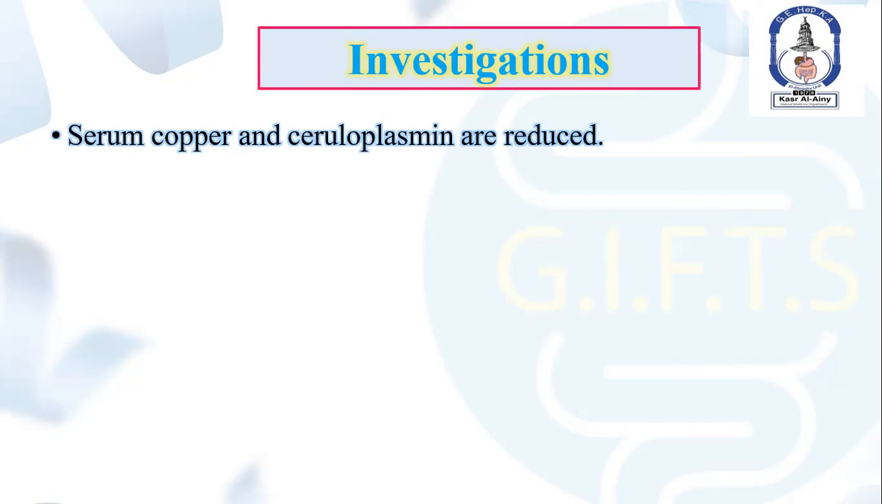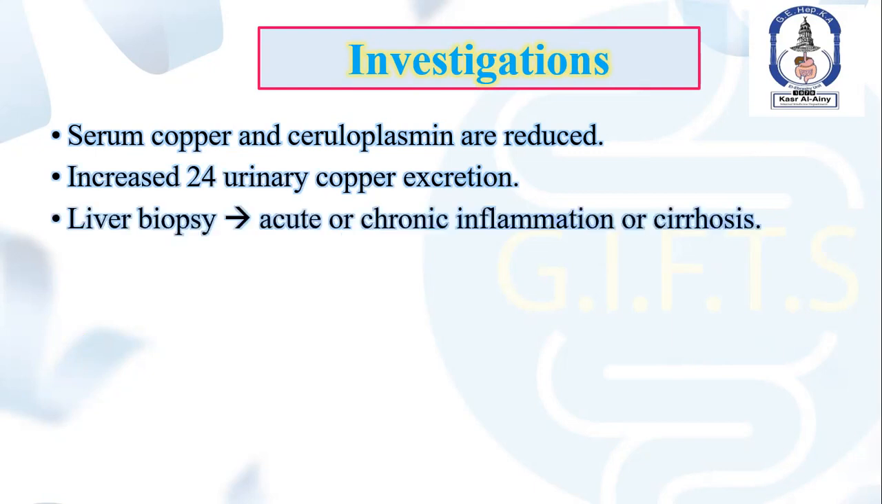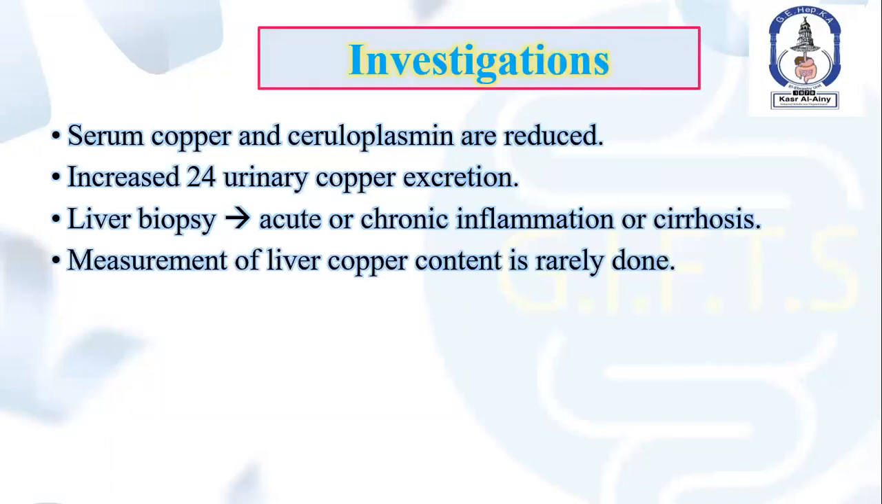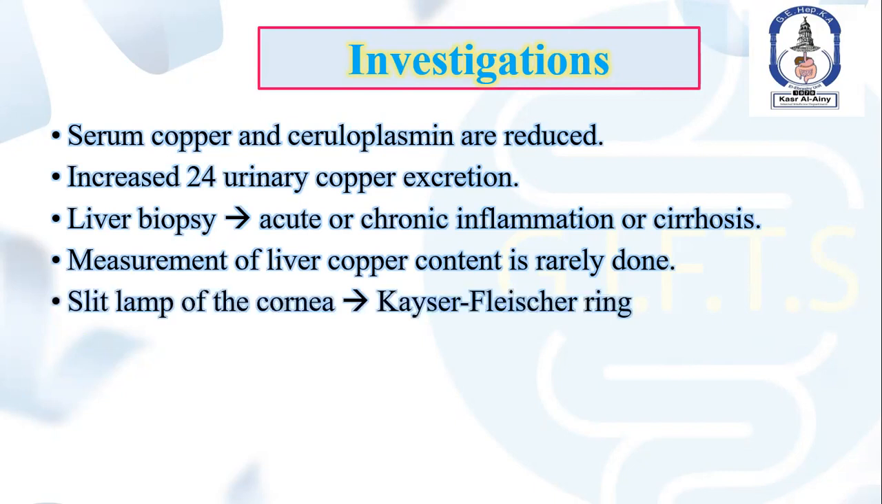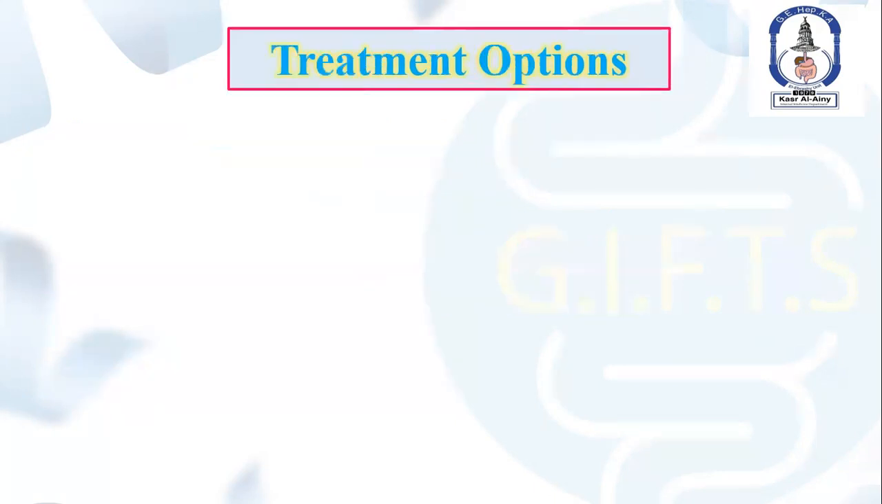Investigations: serum copper and ceruloplasmin are going to be reduced, and there is increased 24-hour urinary copper excretion. Liver biopsy will show acute or chronic inflammation and cirrhosis. Measurement of liver copper content is not usually done. The main test to be done is the increased 24-hour urinary copper excretion. Of course, the slit lamp will show the Kaiser-Fleischer ring in the cornea, and the screening of other family members, and hemolytic anemia may be present.